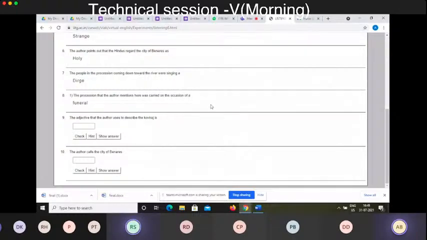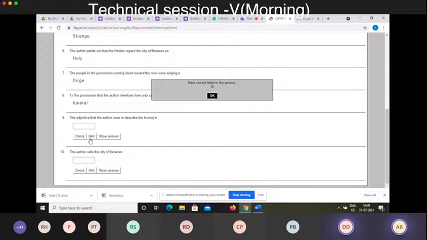Question number nine. The adjective that the author uses to describe the Kovira's is. What is the adjective? Sir, hint. Yes. It starts with the letter Q.